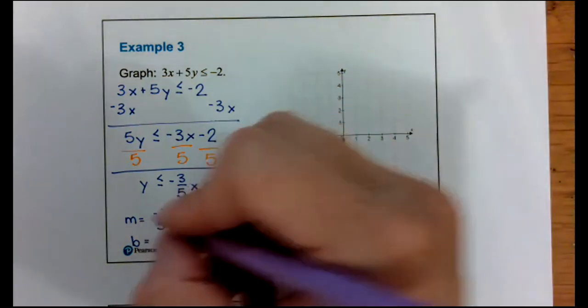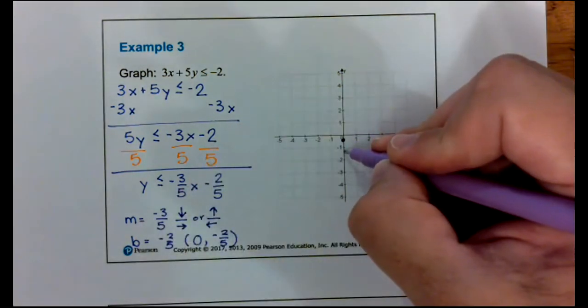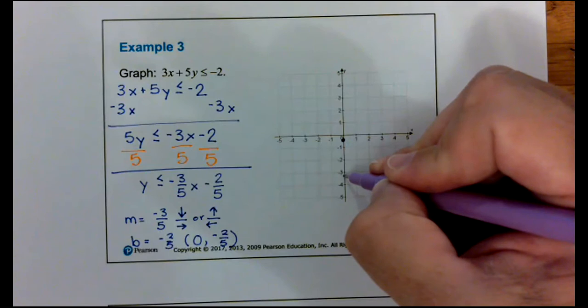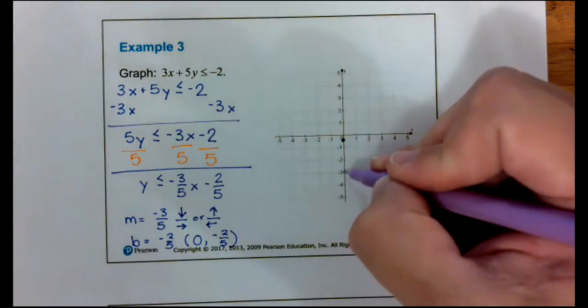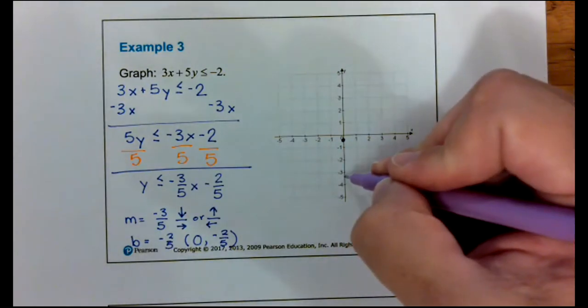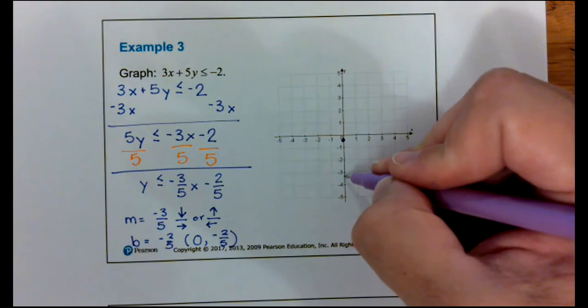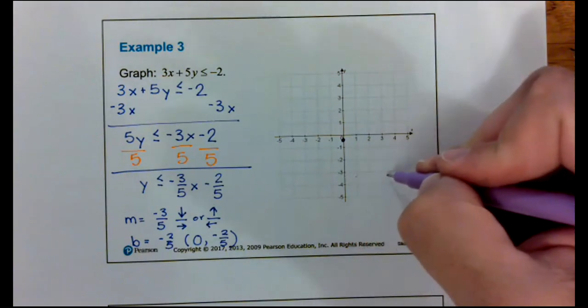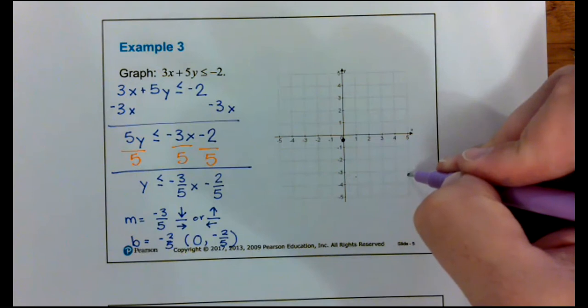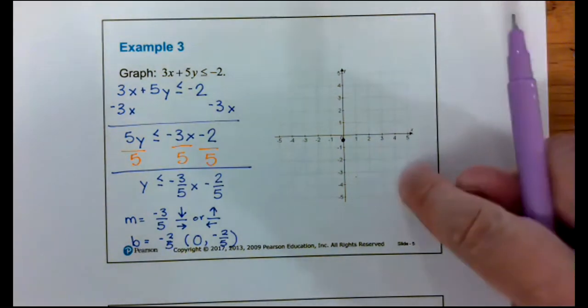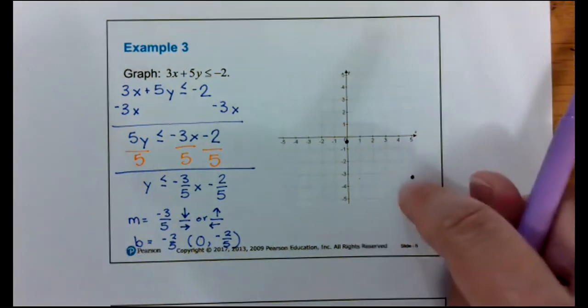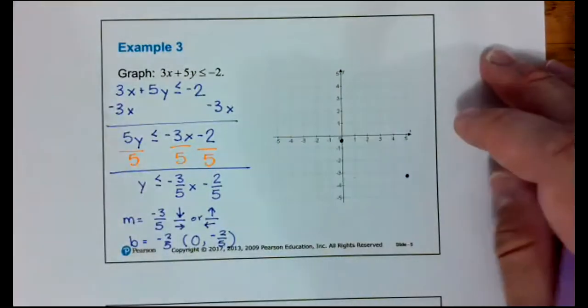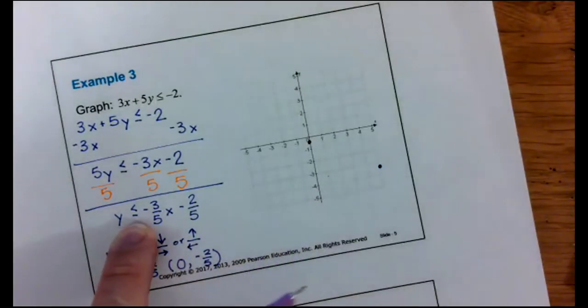But I know the slope. So I'll go down 3. So I'm still a little bit between -3 and -4, not quite halfway. And then I go over 5. And that one's a whole number, so that's right on the line. It is a less than or equal to, so it's a solid line. It includes that line.